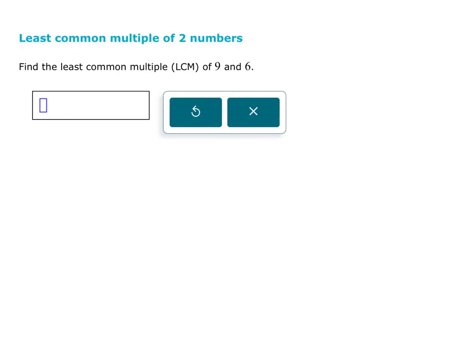Let's look at one more example. We have 9 and 6. So 9, 18, 27, 36. And let's jump over to 6: 6, 12, 18. And as soon as I find one that is on both lists, I stop, and that is my least common multiple.